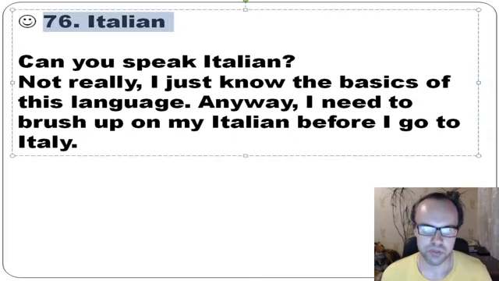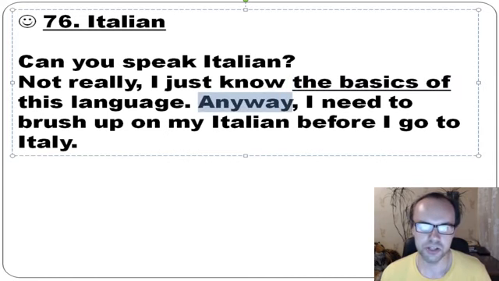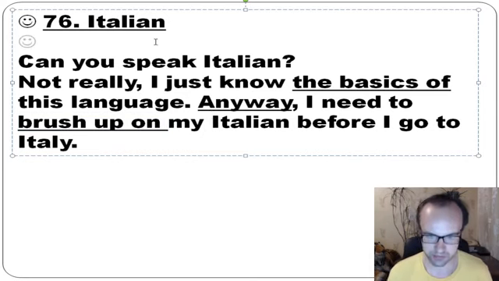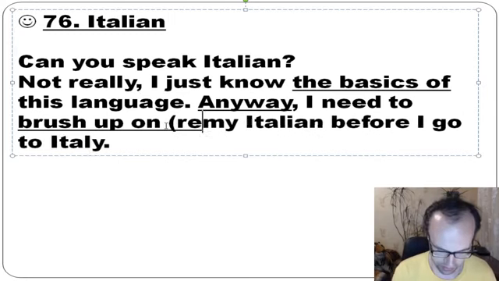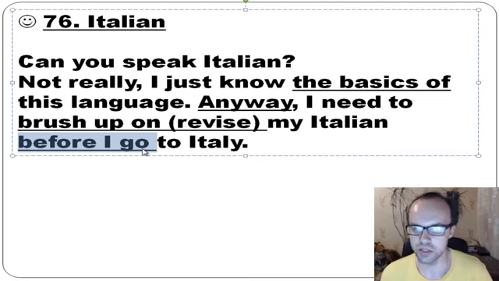So Italian. Can you speak Italian? Not really. I just know the basics of this language. So the basics, it means the most important things. And so for beginners of this language. Anyway means but. I need to brush up on my Italian before I go to Italy. Brush up on, it's a phrasal verb. It means to revise it quickly, to remember it. Before plus present simple, although we're talking about the future, you know that we use present simple after if, when, before, after, as soon as, until, unless, and so on.